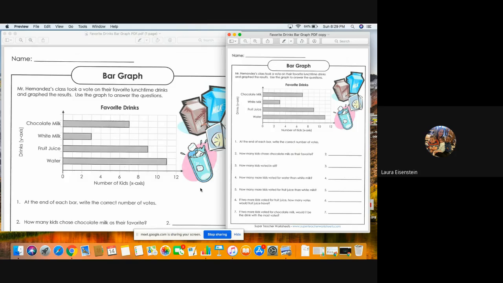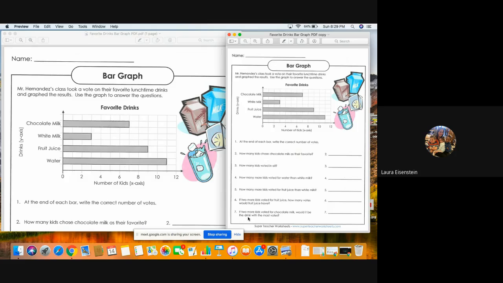So what you do first is you figure out how many voted for water and how many voted for white milk. So 3 voted for white milk and 11 voted for water. And what you need to do is you need to do the big number, take away the little number. You always subtract. Big number, take away little number. So you'll do 11 take away 3 to get your answer. So it's always figuring out how many voted for each, and then subtract to figure out the difference.